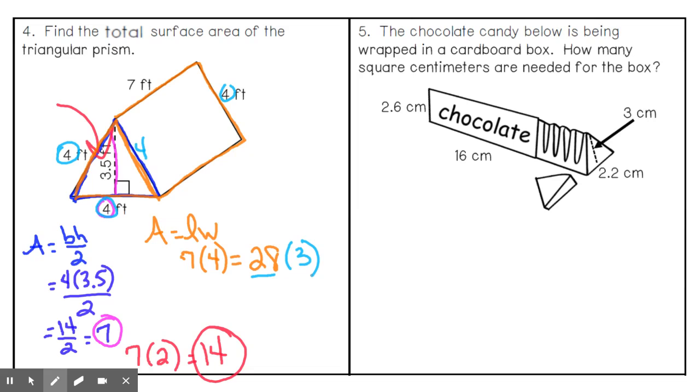Okay, and I know that 20 times 3 is 60, and 8 times 3 is 24, so I get that that totals 84. So if I know that my triangles total 14 and my rectangles total 84, then I can just combine those together.